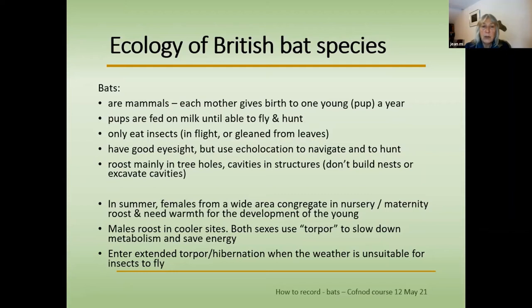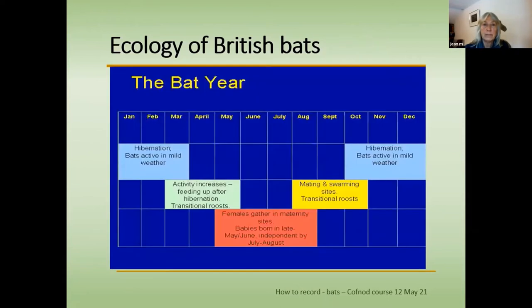Males generally prefer cooler roost sites because they don't need the warmth, so they save energy by roosting in cooler sites. Both sexes will slow the body down and reduce the temperature using torpor to save energy. They'll extend the torpor into periods of hibernation when the weather's unsuitable for insects to fly. There's no food, so there's no point in waking up and going out to look for it, although over winter they will sometimes wake up to go and have a drink.